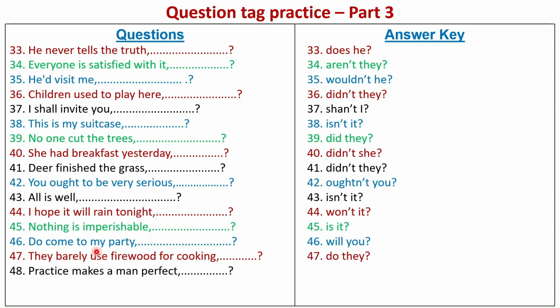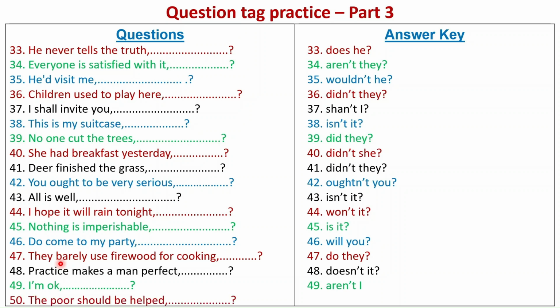Next. Practice makes a man perfect. Doesn't it? I'm okay. I am. Aren't I? And last one is the poor should be helped. The poor is plural subject because the poor, it denotes the group of all poor people. Therefore, this is plural subject. Shouldn't they?